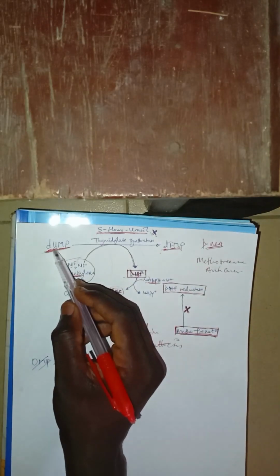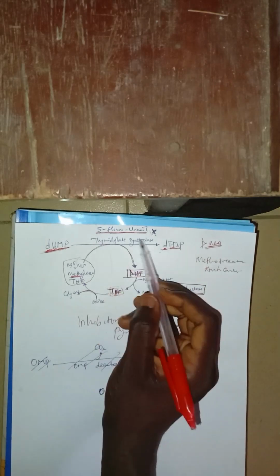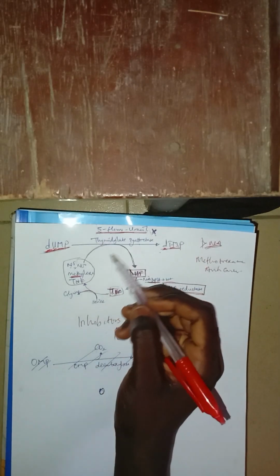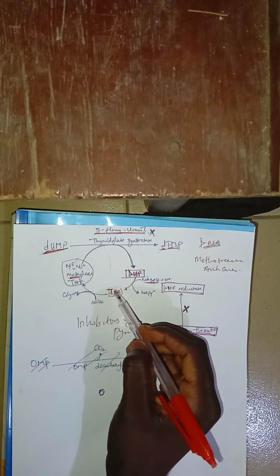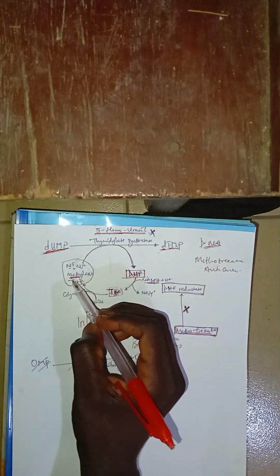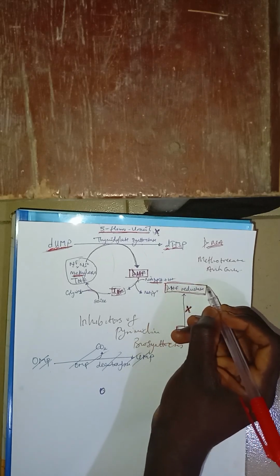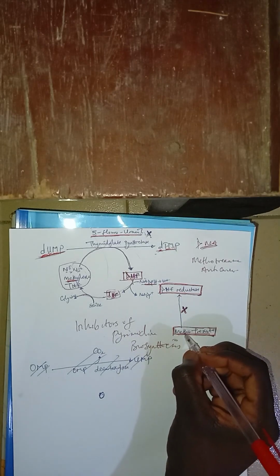This is deoxyuridine monophosphate converted to deoxythymidine monophosphate using thymidylate synthase. I said 5-fluorouracil inhibits this enzyme. Also, we said that this enzyme makes use of what? N5, N10 methylene tetrahydrofolate and converts it to dihydrofolate. Then this dihydrofolate will need to be converted again to this. In an attempt to convert dihydrofolate to tetrahydrofolate, which will then be converted to N5, N10 methylene tetrahydrofolate, we make use of what? A particular enzyme that is called dihydrofolate reductase. This enzyme can be inhibited by what?